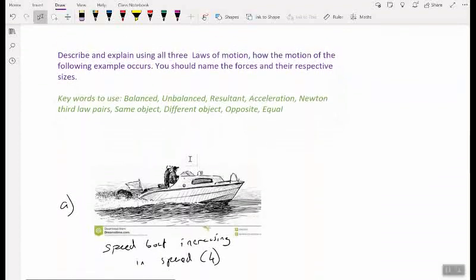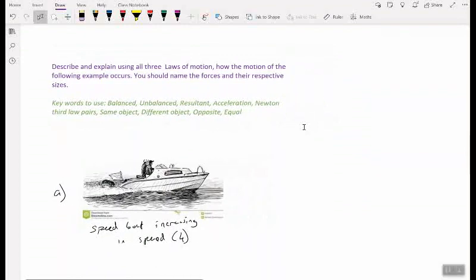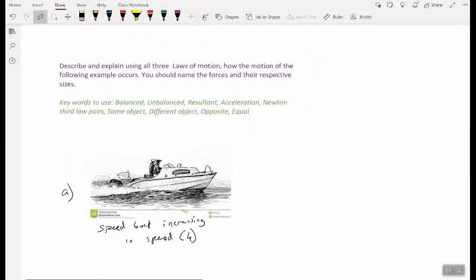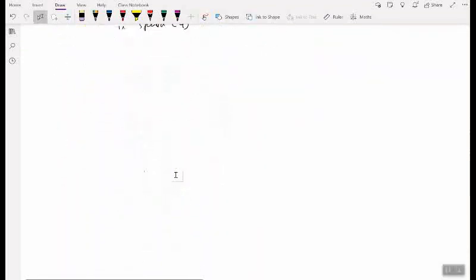Pause the video now and try and use all 3 of Newton's laws that we've talked about in the last couple of videos to explain how this boat would increase in speed. Try and use all of these keywords. So what type of things should we be saying? If you've now answered the question, I've written a bit of a model answer below.